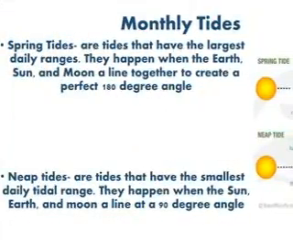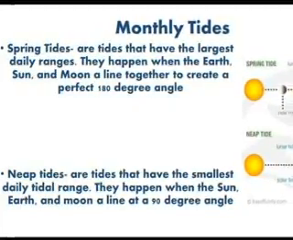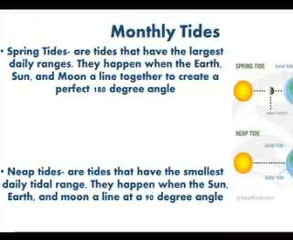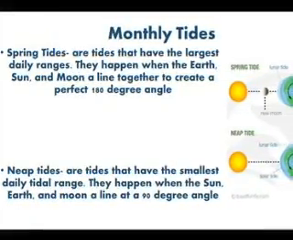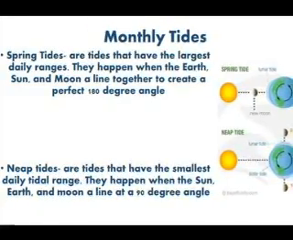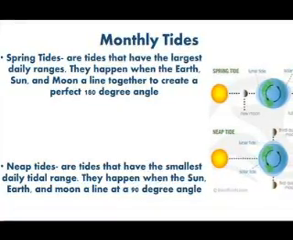Monthly tides. Spring tides are tides that have the largest daily ranges. They happen when the Earth, Sun, and Moon align together to create a perfect 180 degree angle. Neap tides are tides that have the smallest daily range. They happen when the Sun, Earth, and Moon align at a 90-degree angle.